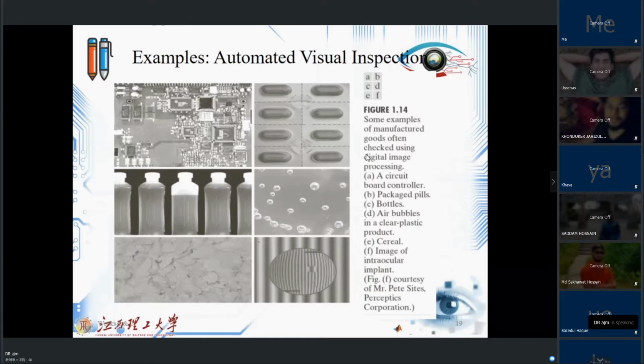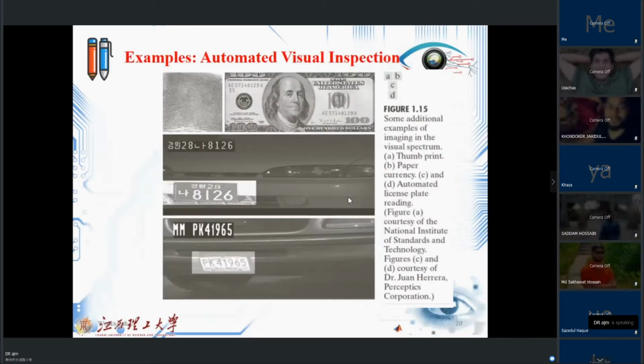Some automatic visual inspection, suppose in drugs, on boards, in bottles, or for air bubbles and any other product. Also, these are applications. Maybe some of you have seen this application, which is used by the traffic police, and they can detect the car plate, or find the fingerprint or palm print of a person, or find whether this $100 USD bill is a duplicate or not, with the help of visual inspection, as an example.